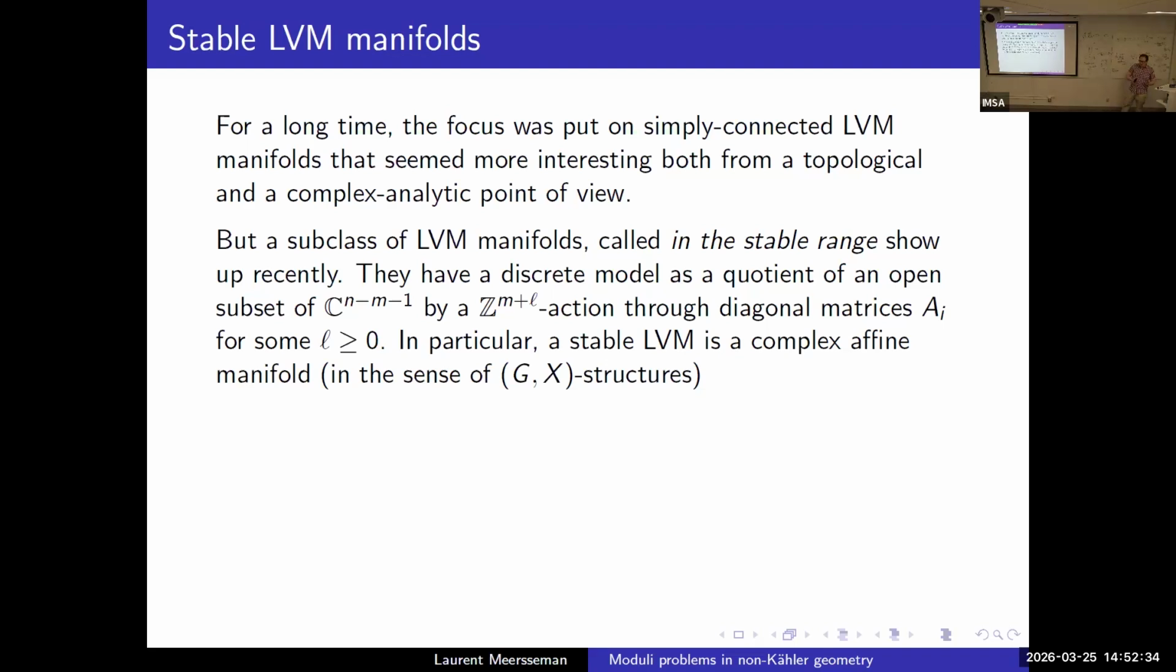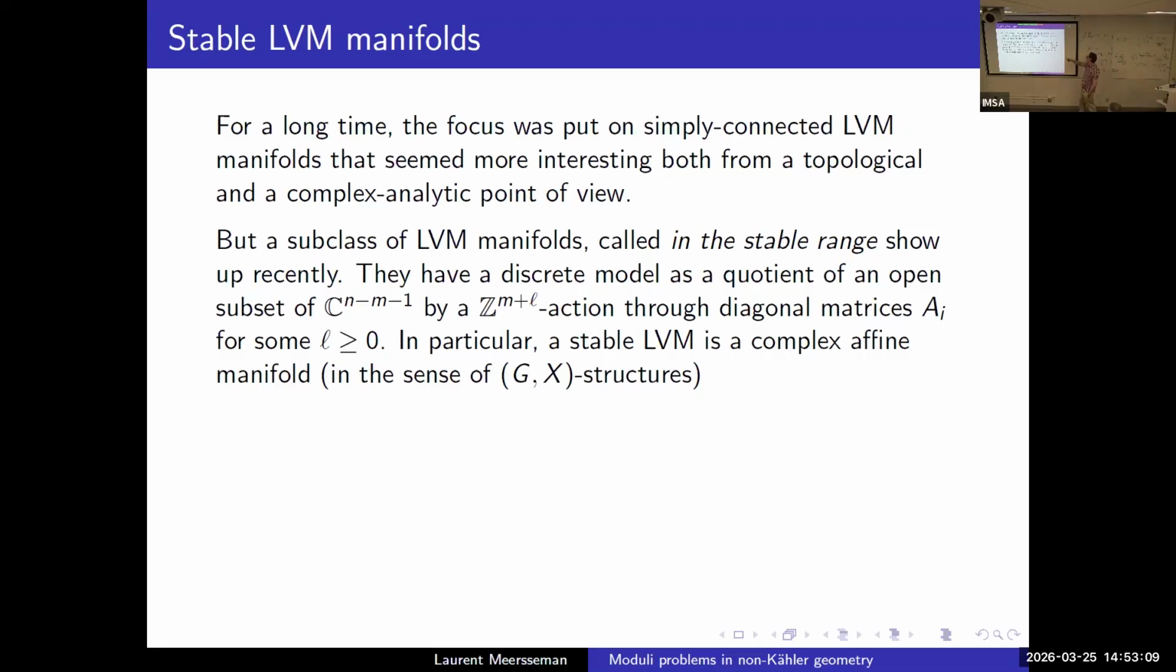LVM manifolds are constructed as a quotient of an open set of a projective space by a continuous action, by the action of C^n. But in the case of stable LVM, you can also obtain them as a discrete quotient. So you can obtain them as a quotient of an open subset of C^(n minus n minus n minus 1) by an action of Z to the power n plus n. And this action is quite easy. It's through diagonal matrices. So it's not very complicated.